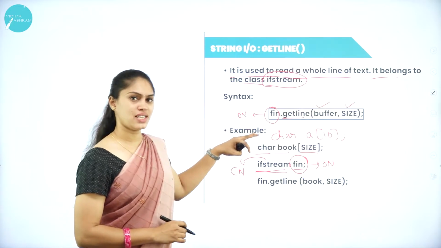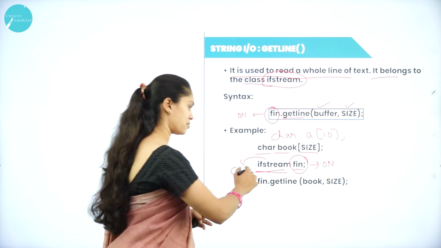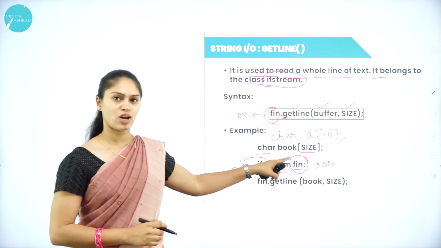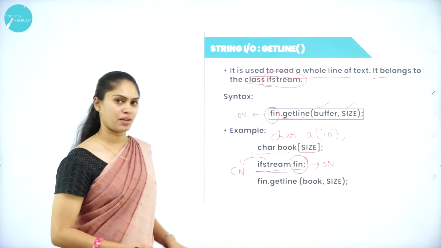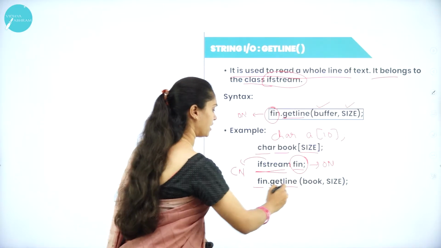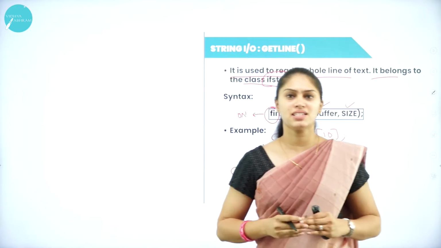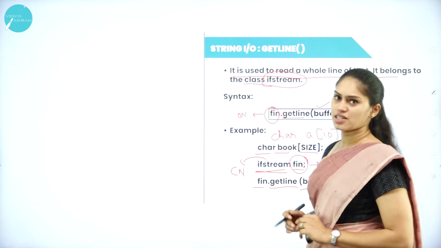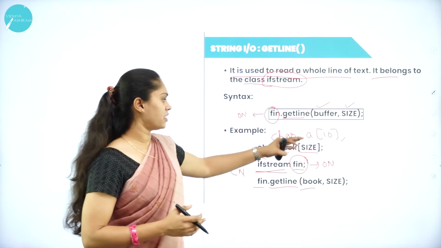This fin is the object name of the class ifstream. So before using this object, I have to create it. How am I creating an object? I am specifying the class name and I am specifying the object name. What is the object name here? fin, that belongs to the class called ifstream. Then how to access the member function getLine? fin dot getLine. What arguments or parameters am I sending to this getLine member function? I am sending book comma size. So what is this book? That book comprises of 10, the size.